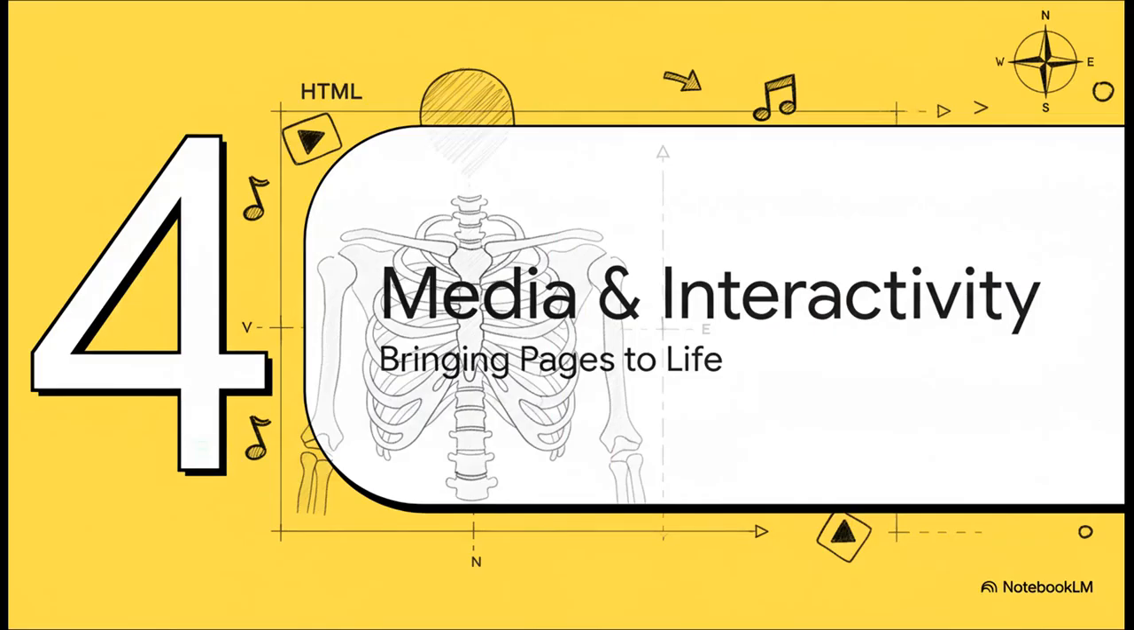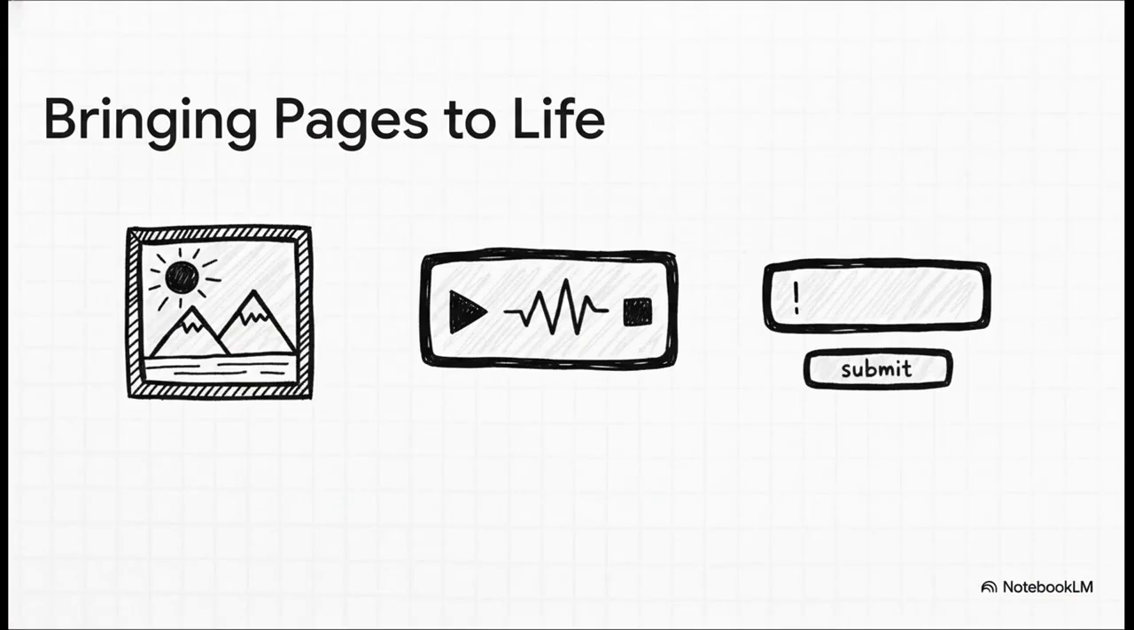So, we've organized our text, we've given it meaning, but let's be real, the modern web is so much more than that. It's a visual, interactive experience. So now, it's time to bring our pages to life. This is the fun stuff. You can use the image tag for images. There are audio and video elements for sound and video, and to make the web a two-way street, we use the form element. That's how we create fields so users can actually send information back to us.